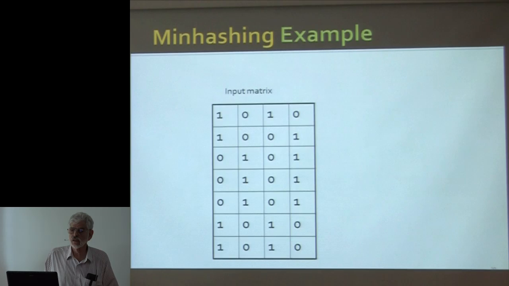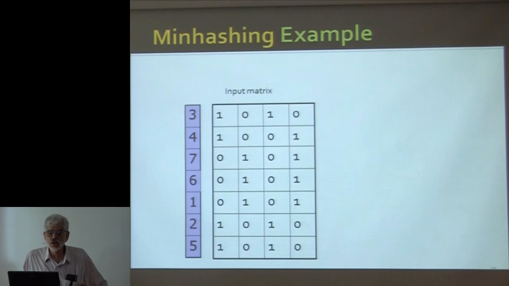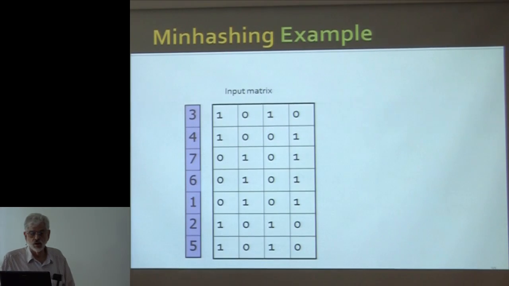All right, so let's take an example. Here's my matrix. It's got 4 columns, 7 rows, so the 7 elements, 4 sets. Here's an example of a random permutation. Not really random, but okay. Again, the 5th row will appear first, then the 6th row is second, the 1st row is third, and so on.